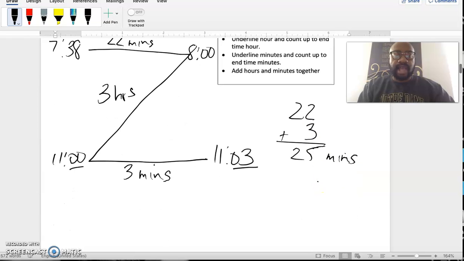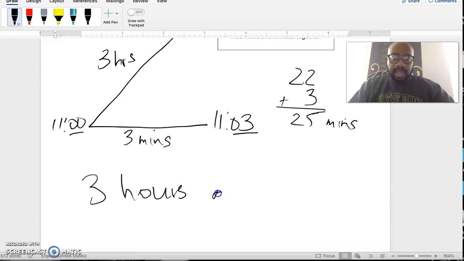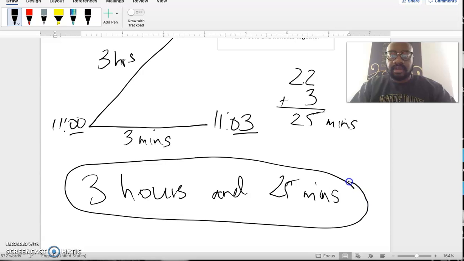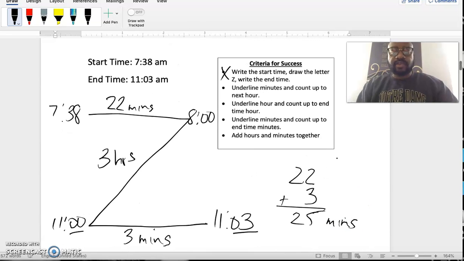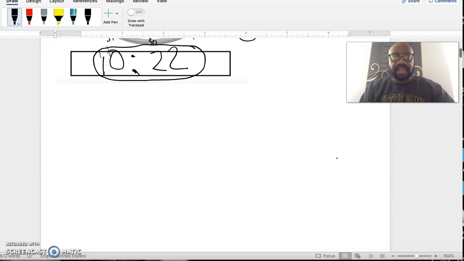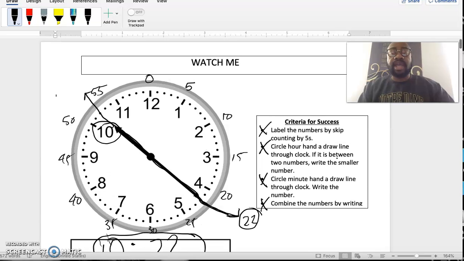And now I can combine the total hours, which was 3 hours and 25 minutes. And this is my total elapsed time. So using the criteria for success, you are going to have to answer questions finding the elapsed time as well as finding the time on a clock.